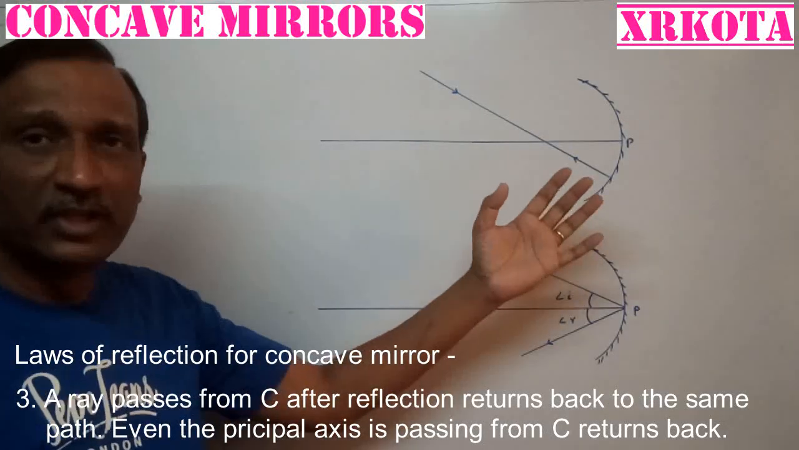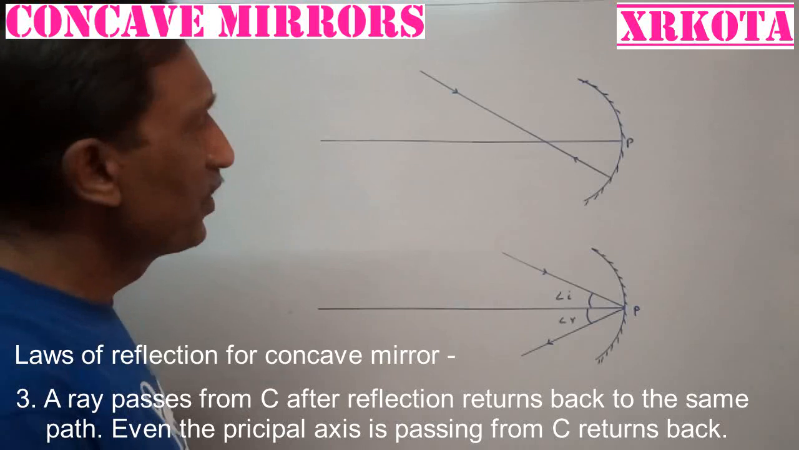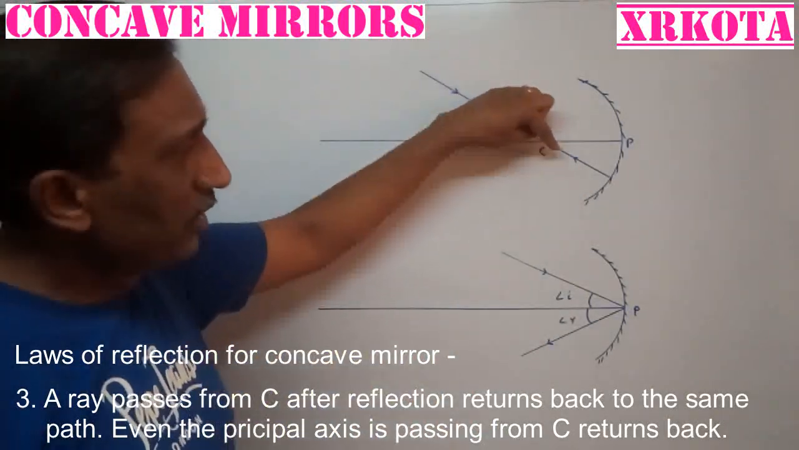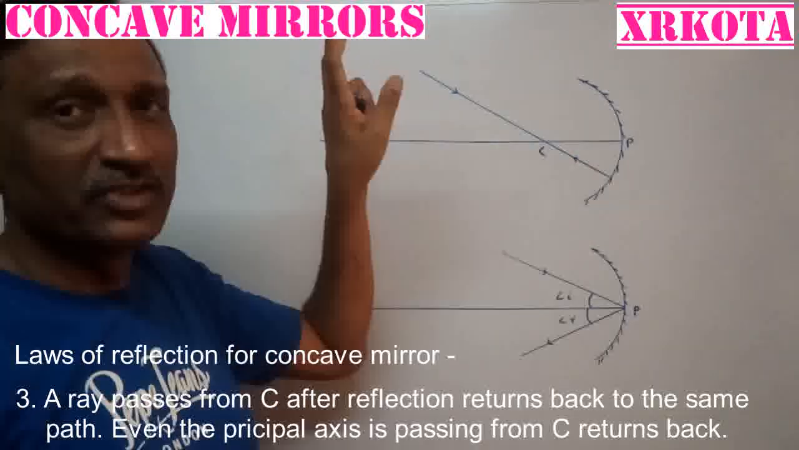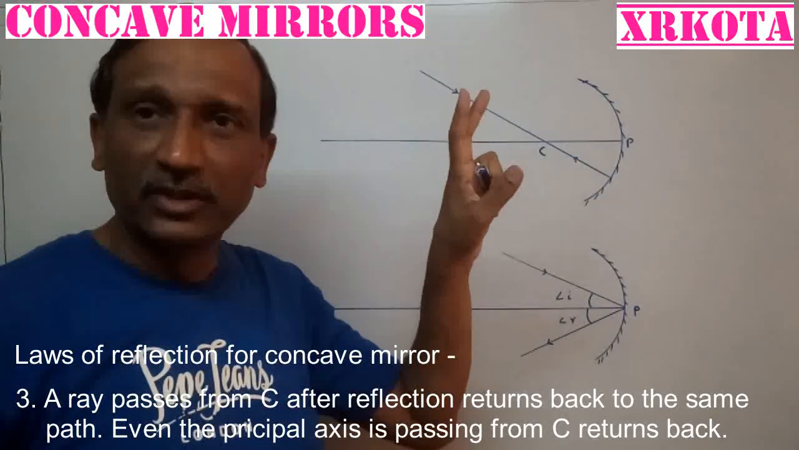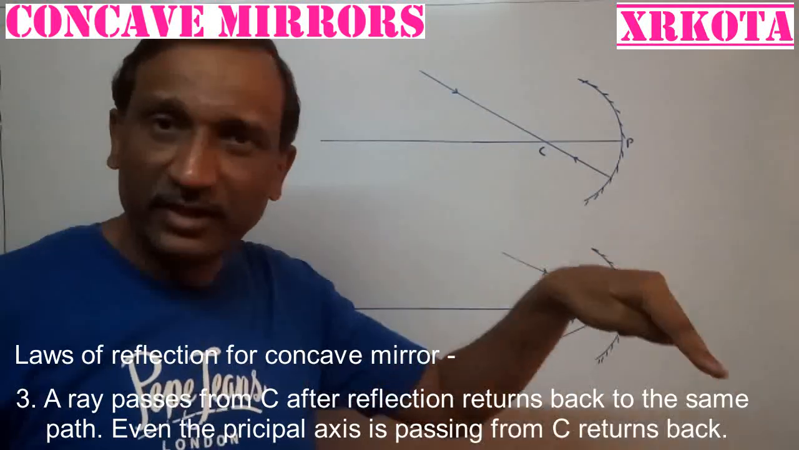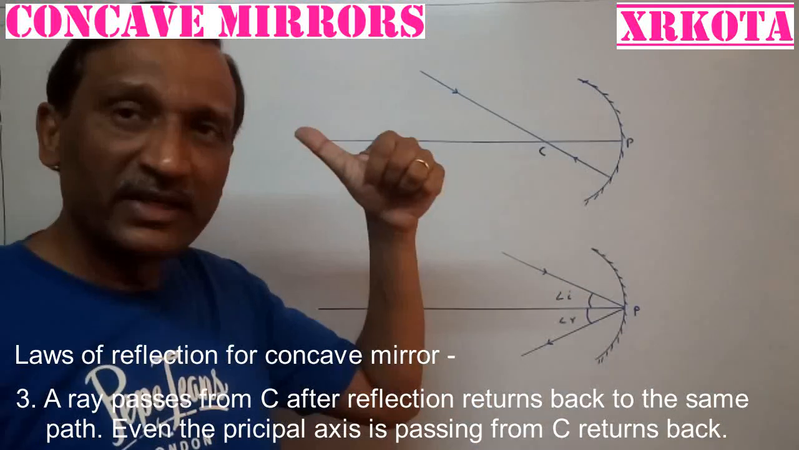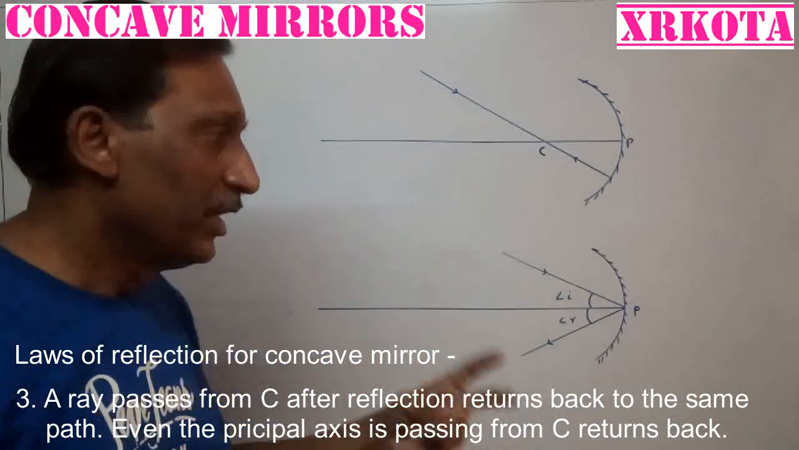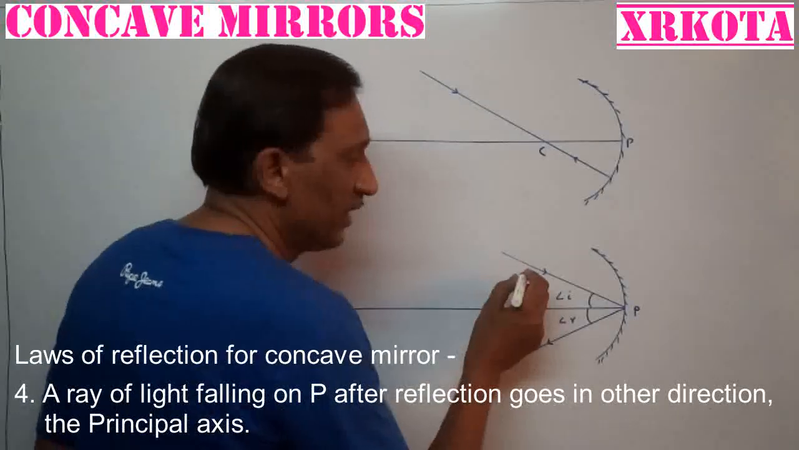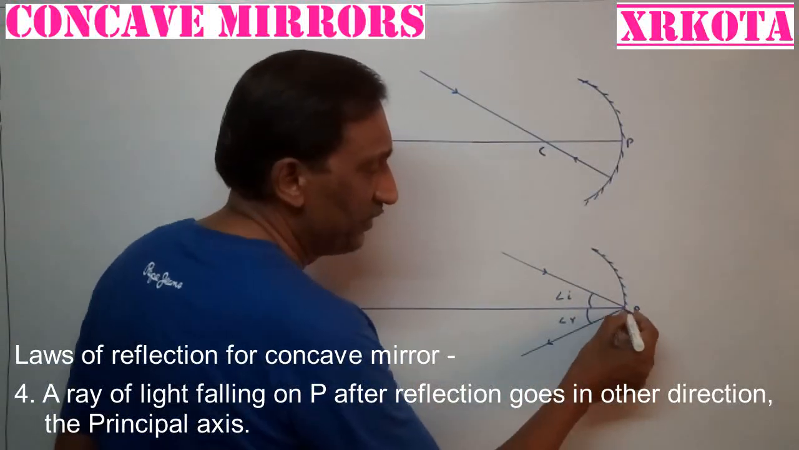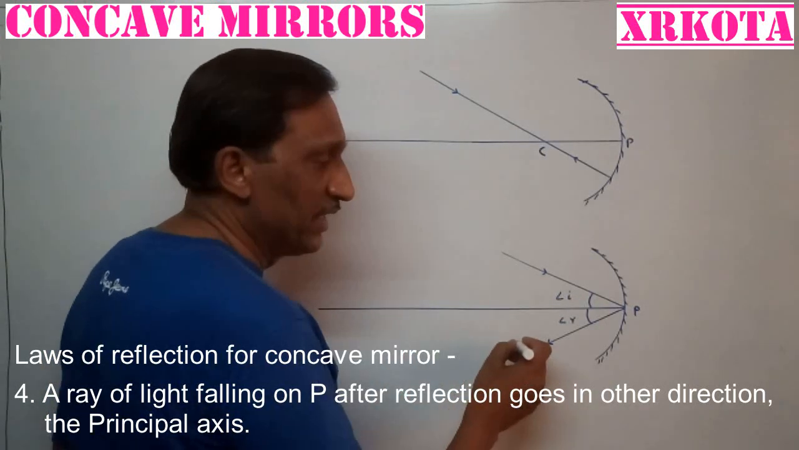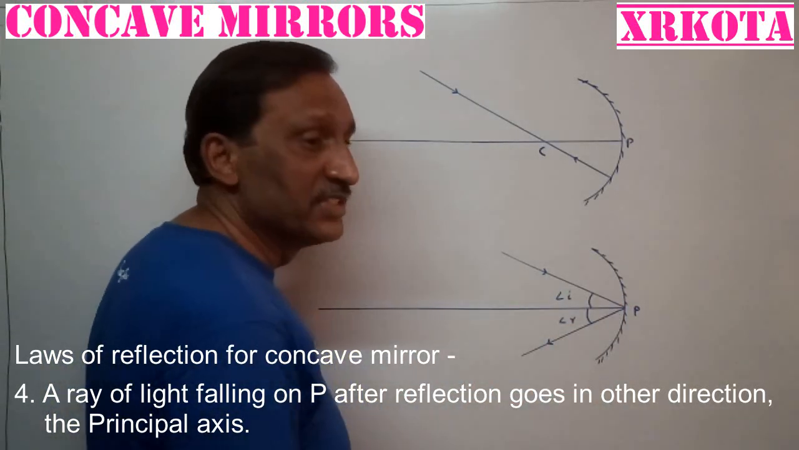Third law, when a ray passes through C, the center of curvature, after reflection it returns back on the same path. A ray falling onto a curved mirror from C will reflect back onto the same path. And the fourth law says a ray which is falling on P, after reflection goes on the other side of the normal or principal axis forming the same angle.